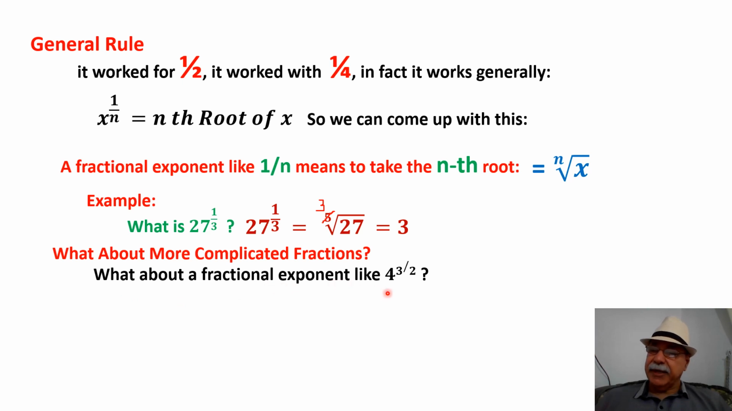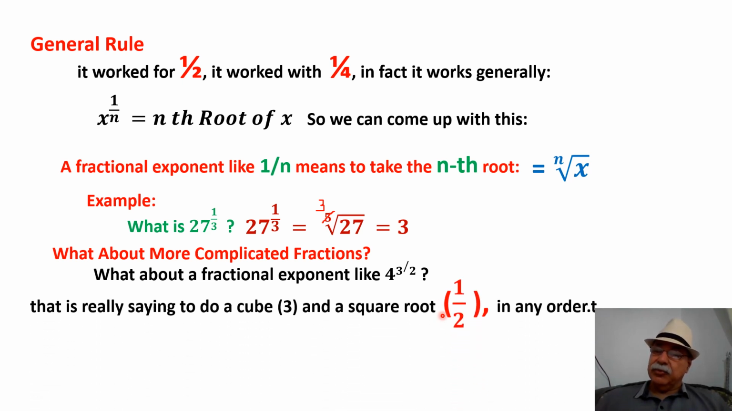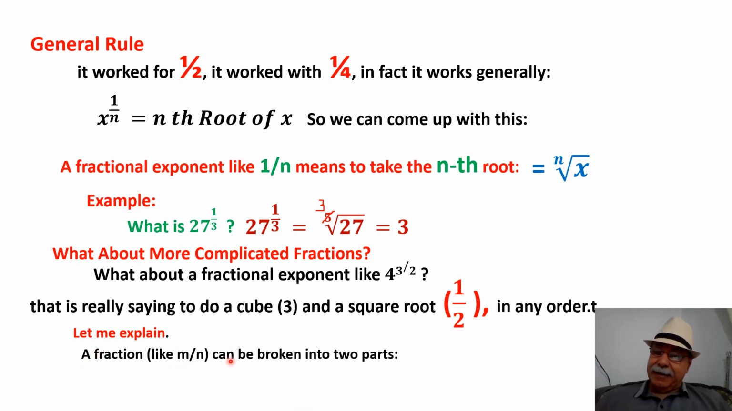What about a fraction exponent like this, 4 to the power of 3 over 2? This is really saying to do a cube root, and also a square root, the same square root in any ordering. Let me explain. A fraction like m over n can be broken into 2 parts. You can break this into 2 parts, this part and this part.